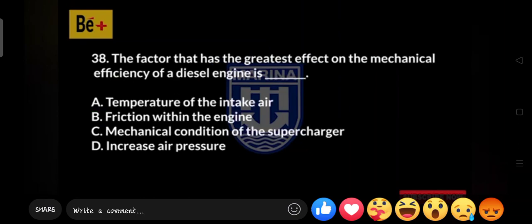The factor that has the greatest effect on the mechanical efficiency of a diesel engine is A. Temperature of the intake air. B. Friction within the engine. C. Mechanical condition of the supercharger. D. Increase air pressure. The answer is B. Friction within the engine.